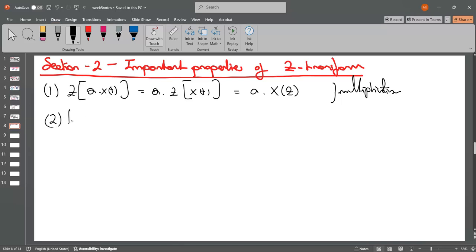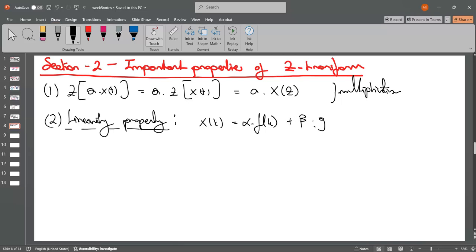In the second place we have the linearity property. What is the linearity? Mehmet, just tell me. What is linearity?